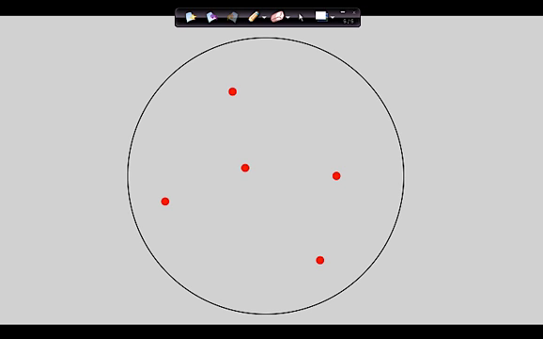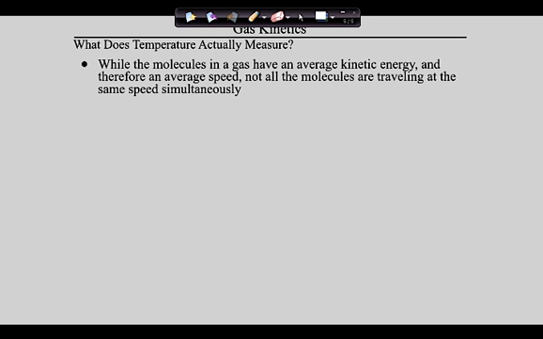So let me say this, and then Jake, we'll look at your question. So guys, this is that idea in sentence form. While the molecules of a gas have an average kinetic energy, and therefore an average speed or temperature, not all the molecules in a gas, guys, are traveling at the same speed simultaneously.